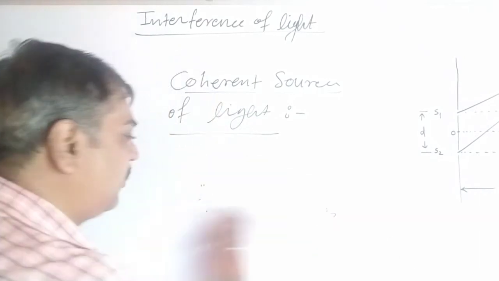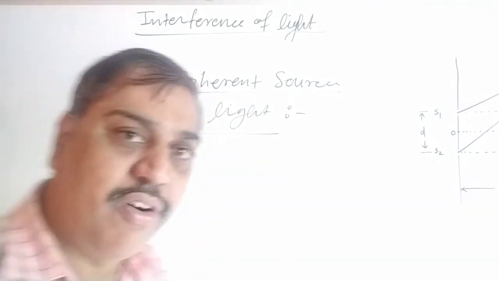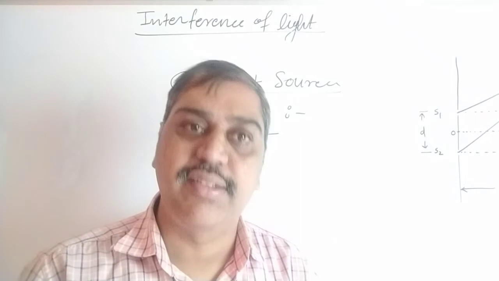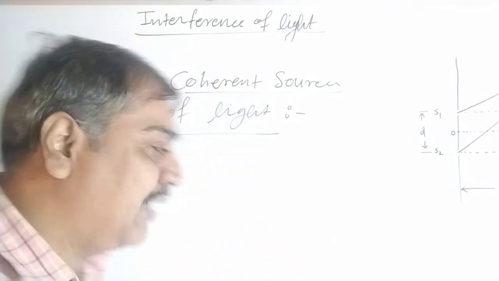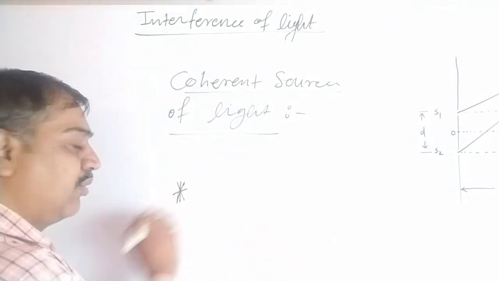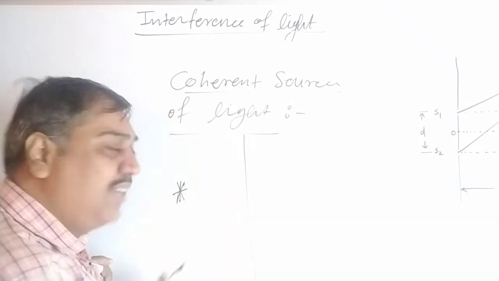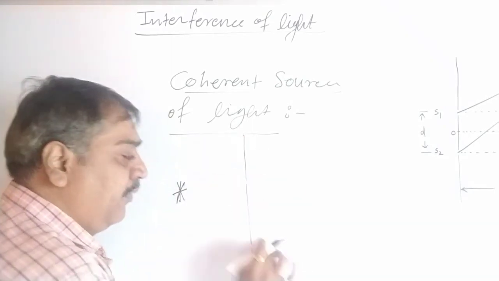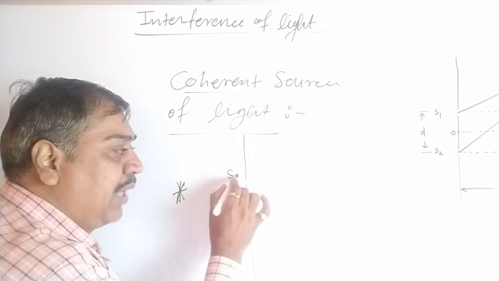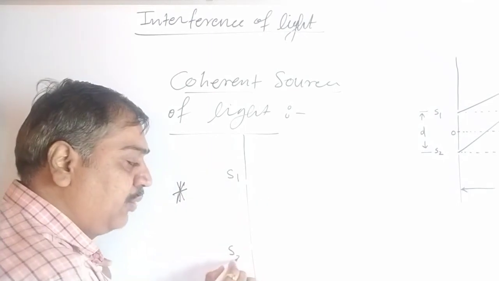There is one scientist, Young, who gave the first experimental proof of this interference. What he did was take a single light source. He kept one slit and made two holes in the slit. Suppose this is one hole, he named it S1. The second hole, he named S2.